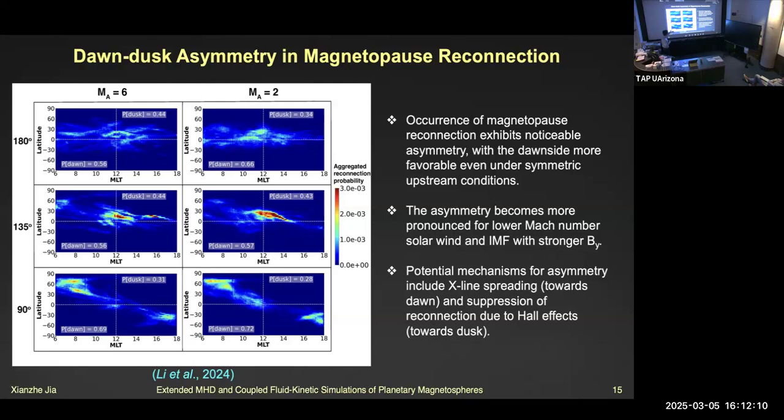And we see a persistent pattern of asymmetry: reconnection tends to happen more frequently on the dawn side in comparison to the dusk side. The probability is always higher on the left-hand side of this diagram than on the right-hand side, about half of that. And in the past, people have looked at mechanisms like X-line spreading, which would promote asymmetry towards dawn, and the suppression of reconnection due to Hall effects, which would also promote asymmetry towards dawn.